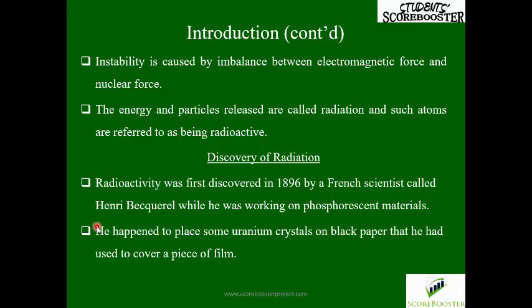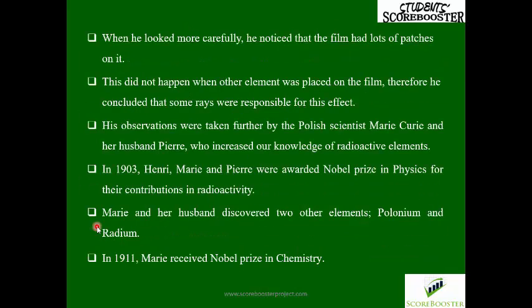What he did was that he placed some uranium crystals on black paper. He covered the uranium with a thin film, and that film was covered with black paper. What I'm saying is this: there was a uranium crystal, he put it inside the paper, then he put everything inside the film. After some time, he noticed that on that film outside there were patches.